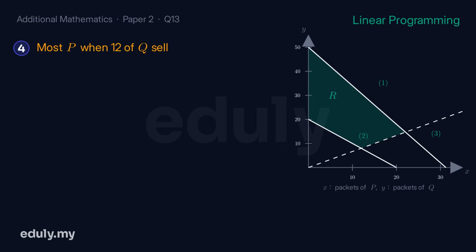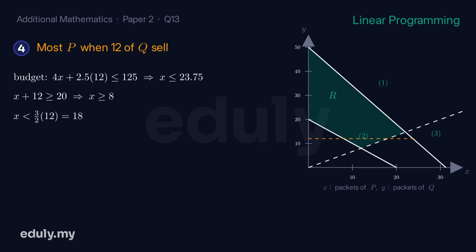Part D1. Set y to 12 and see how big x can be inside R. Draw the line y equals 12. The budget allows x up to 23.75. Staying above line 2 needs x at least 8. And the third rule caps x strictly below 18, the tightest one. Packets are whole numbers, so the most P packets is 17.